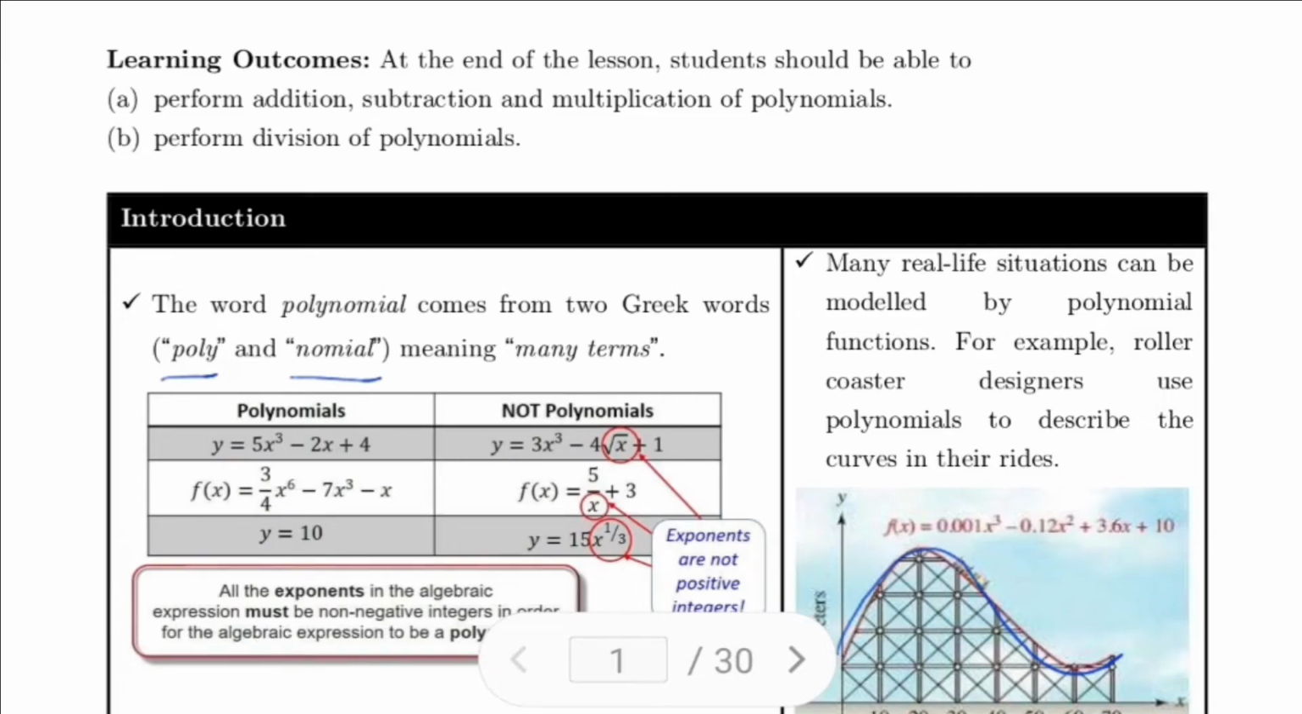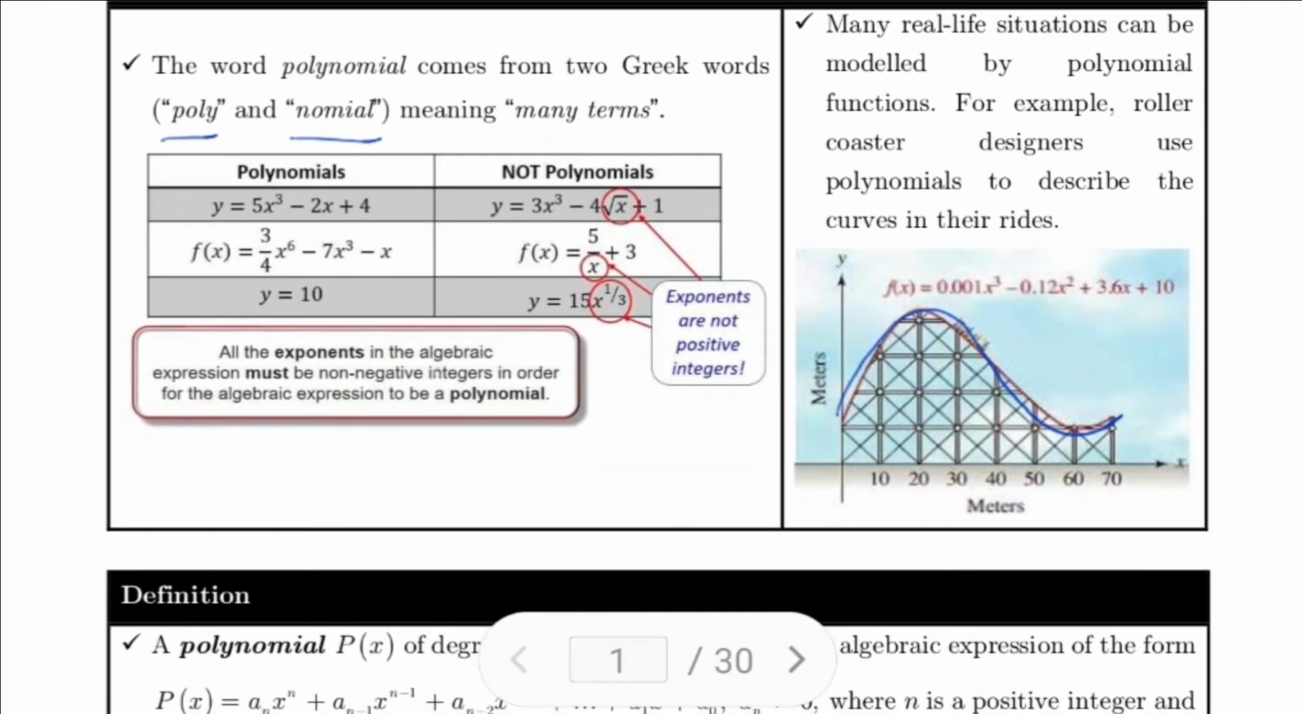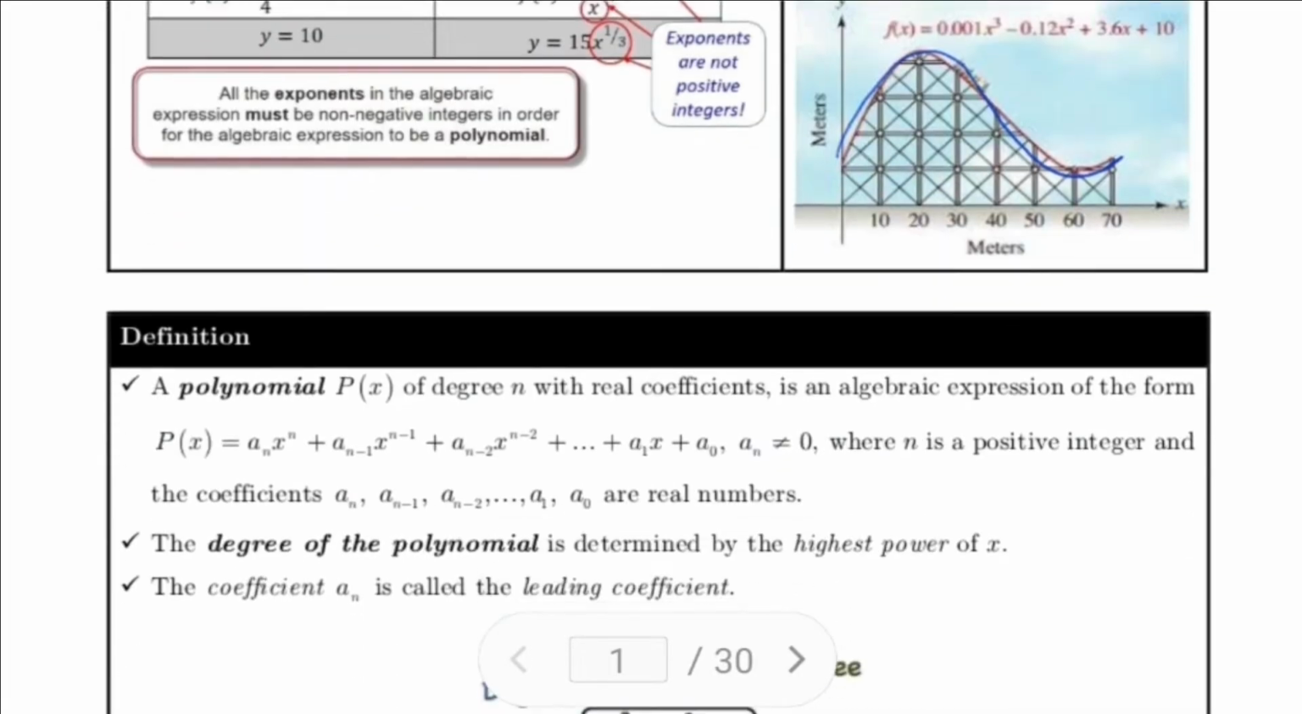And some examples of not polynomials where we have many terms but the exponents are not positive integers. All the exponents in the algebraic expression must be non-negative in order for the algebraic expression to be a polynomial. Many real life situations can be modeled by polynomial functions. For example, roller coaster designers use polynomials to describe the curves in their rides. So this is a polynomial that represents the function of the curve.